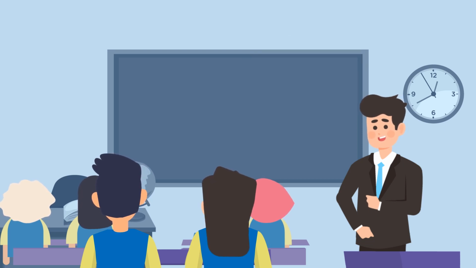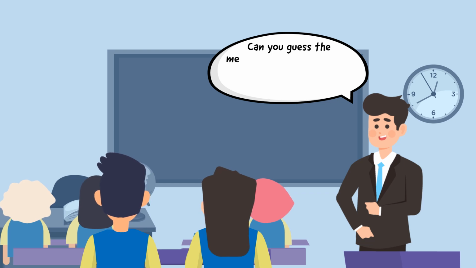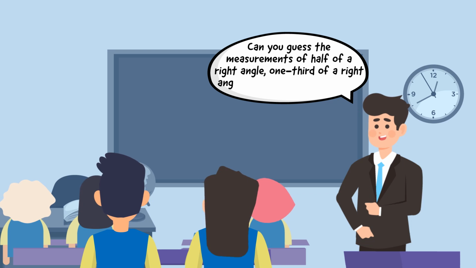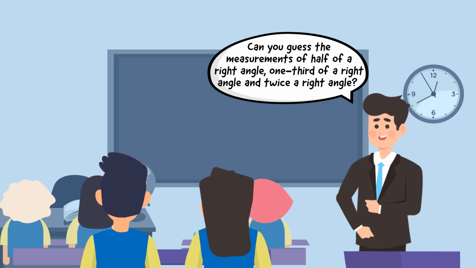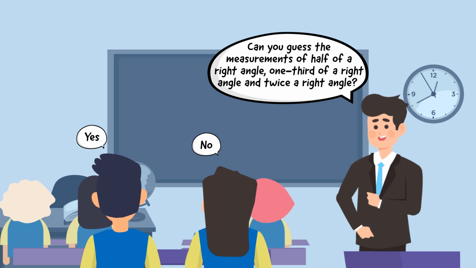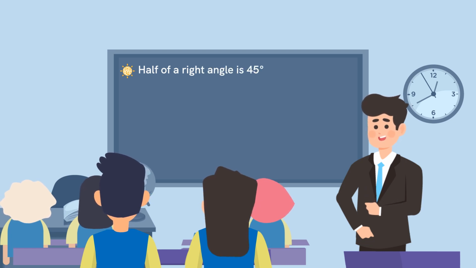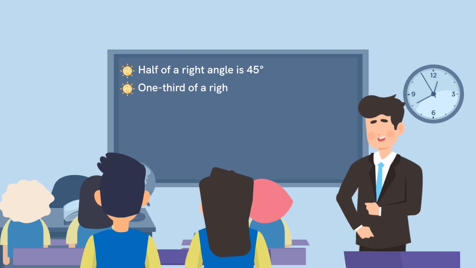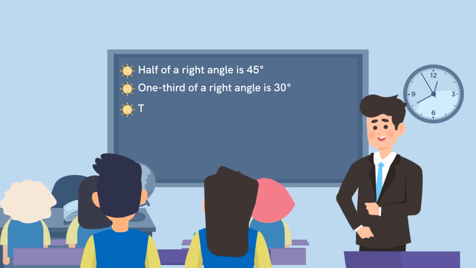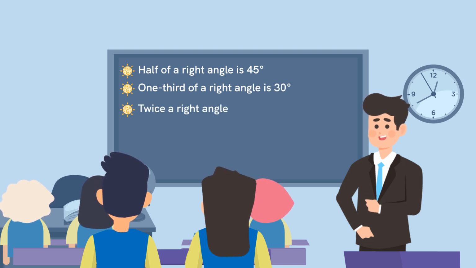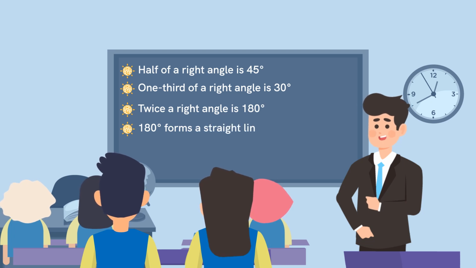degrees. Let's ask the students if they can guess the measurement of half of a right angle, 1/3 of a right angle, and twice a right angle. Allow the students to respond. Following this, we shall inform them that half of a right angle is 45 degrees. 1/3 of a right angle is 30 degrees. And twice a right angle is 180 degrees. Also, state that 180 degrees forms a straight line.